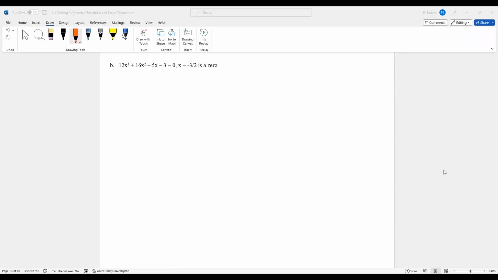So last example, we've got that x equals -3/2 is a 0. So that means that x minus a -3/2 is our 0. So we have -3/2 on the outside. And I can tell you're already dreading this example because we have a fraction. On the inside, we have 12 plus 16. We have -5 and 3, right? So x cubed, x squared, x, and no constant.